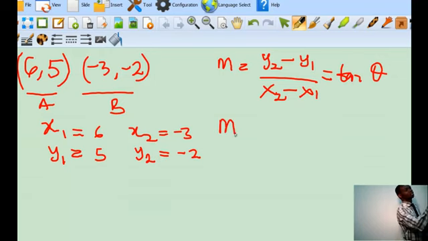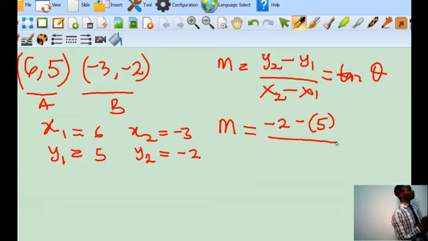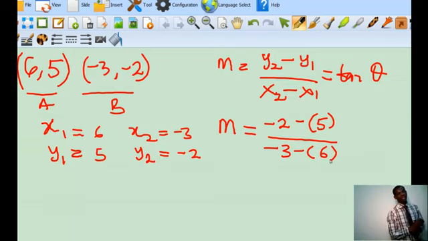So substituting into this formula, you have your y2 to be minus 2 minus, don't be confused with the sign, what is your y1? Your y1 is 5, all over what is x2, minus 3, minus what is x1? X1 is 6. This is very simple. Make sure that you are not confused with these signs, and simple basic maths will be able to do that.